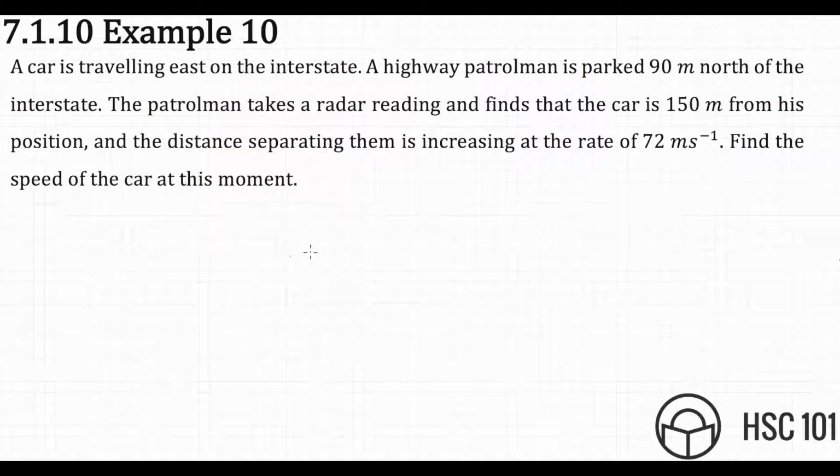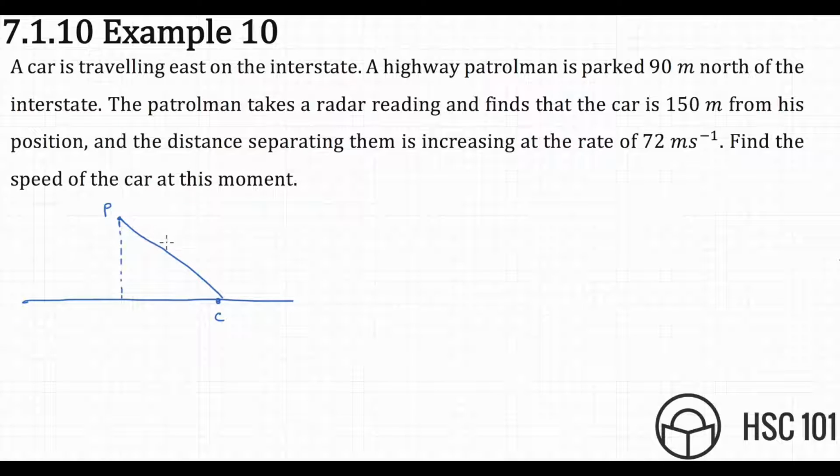So let's start by getting a diagram out. Let's say we've got an interstate that looks like this, given by this horizontal line. And I've got a patrolman right here, which is due north of the interstate. And we've got a car, which is traveling towards the east. And we know that the distance separating the patrolman and the car at this particular point in time is 150.